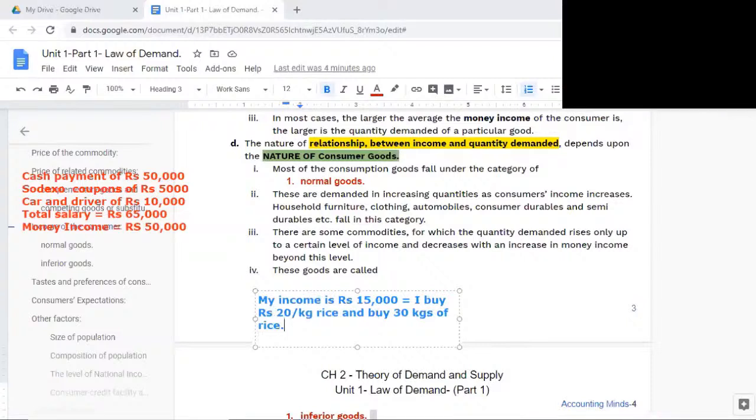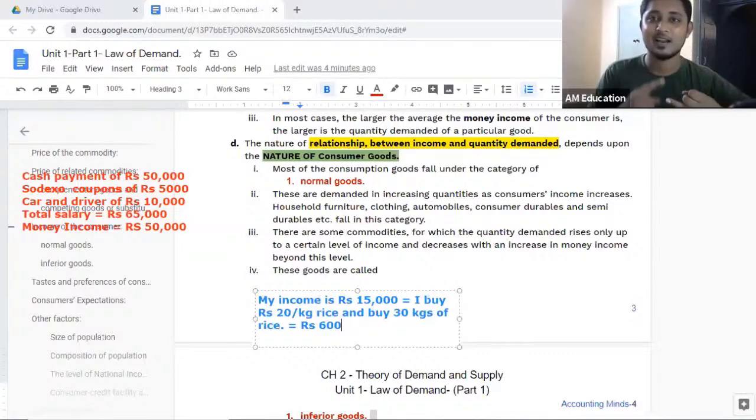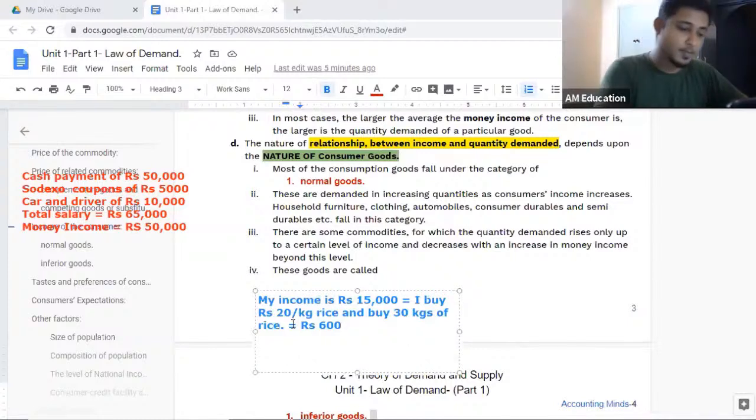600 rupees. I also have to buy dal, salt, pepper, oil, all that other cooking stuff. I can't spend any more money than that, otherwise I'll have less money for the other products or other needs. So this is the way. Now imagine my income has become 25,000 rupees.